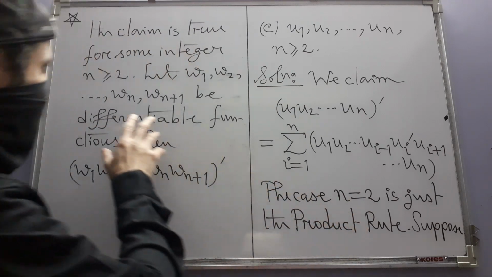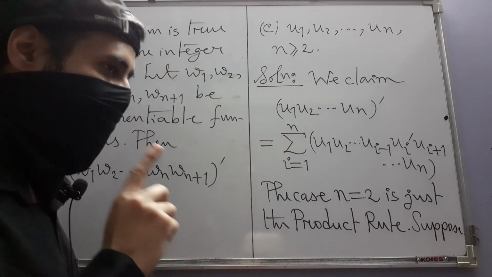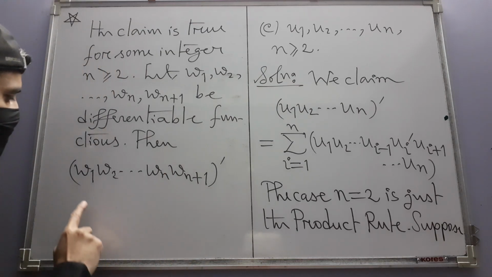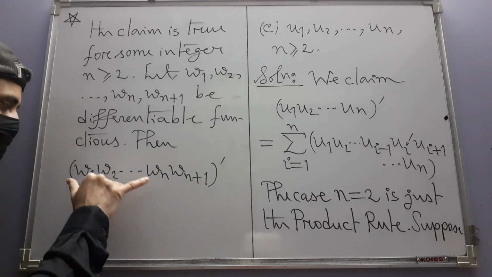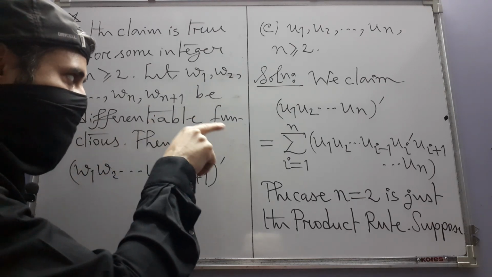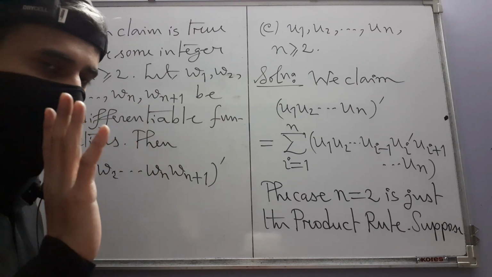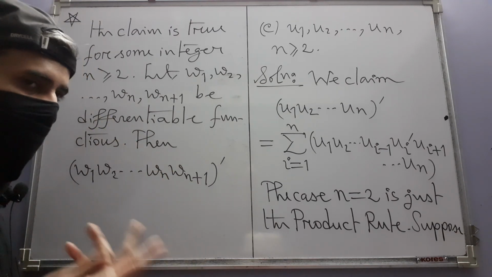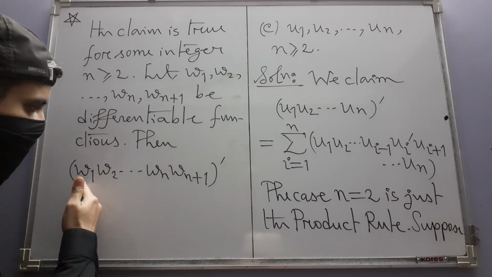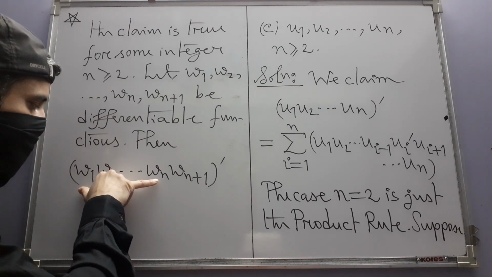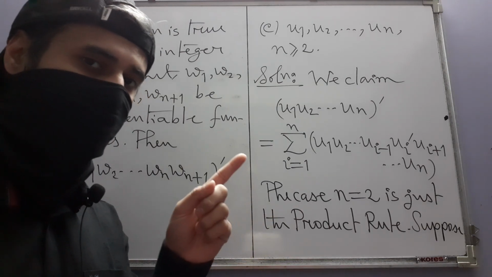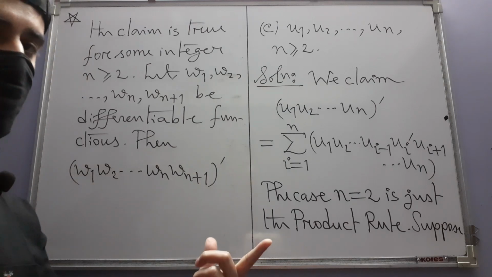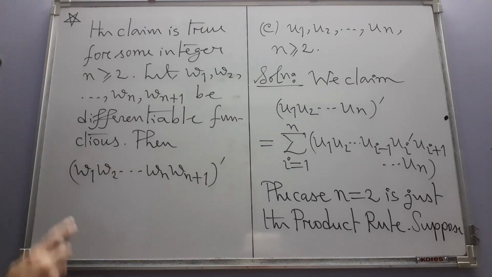By the induction hypothesis, the claim is true for a product of n number of differentiable functions. Hence, the first part of the product, which involves these first n functions, is a differentiable function by our induction hypothesis, by the supposition that the claim is true for n. And wn plus 1 is already differentiable. So we are now looking at the product of two differentiable functions. The first of them is this product involving n functions, and the other one is wn plus 1. So by the ordinary product rule, their product is differentiable, and that is why we can consider this derivative in the first place.